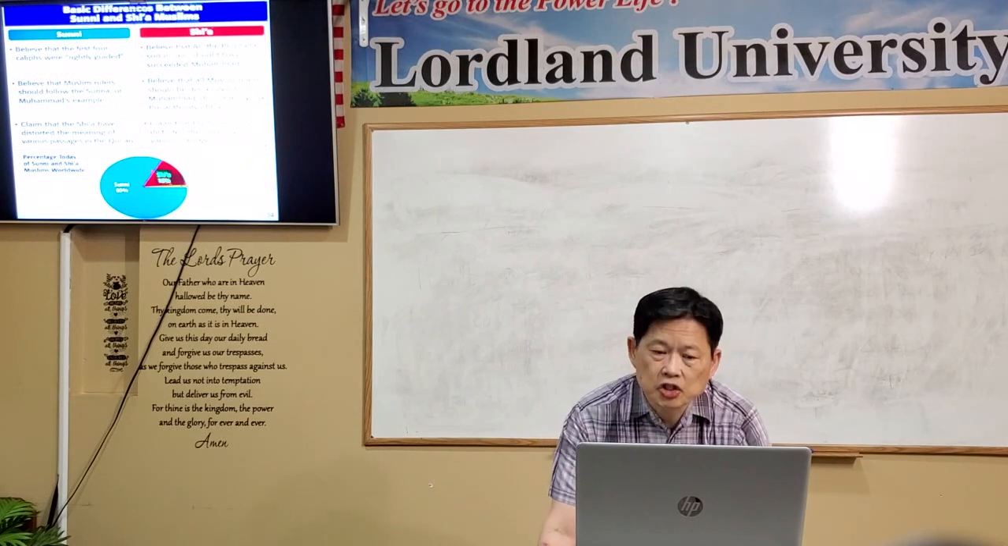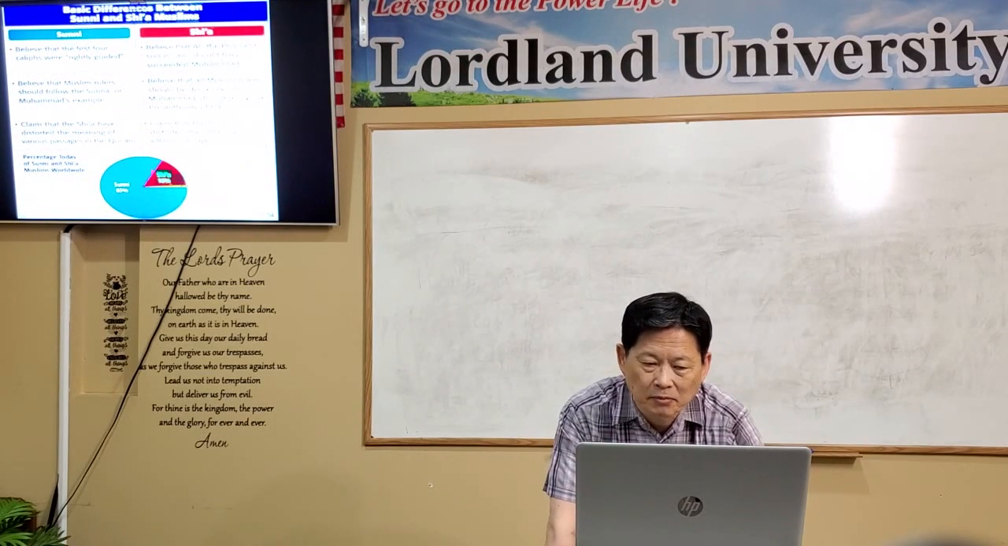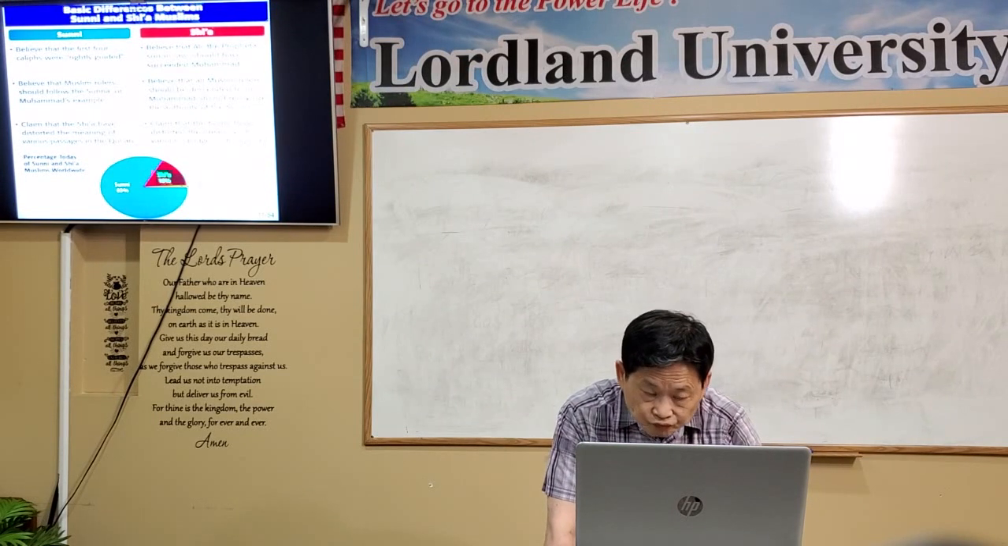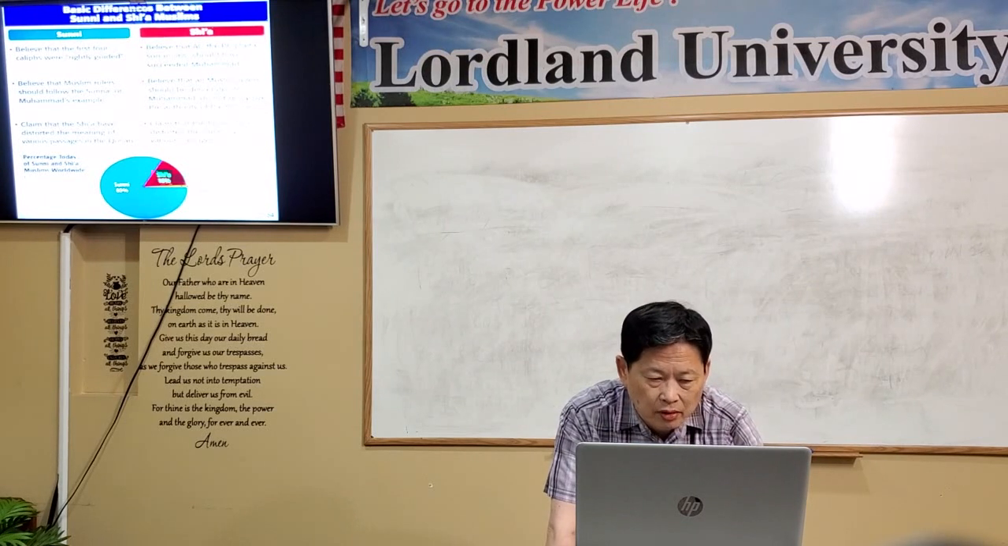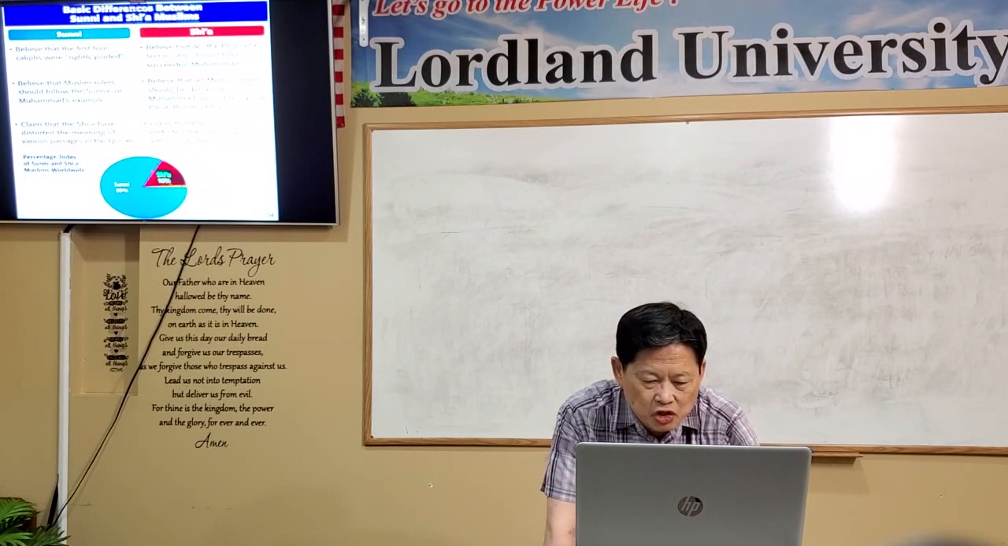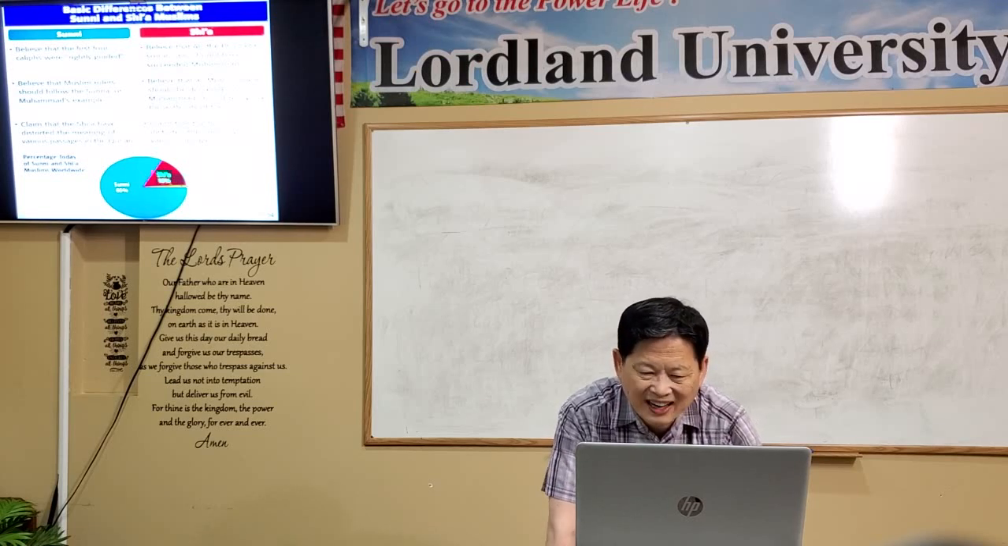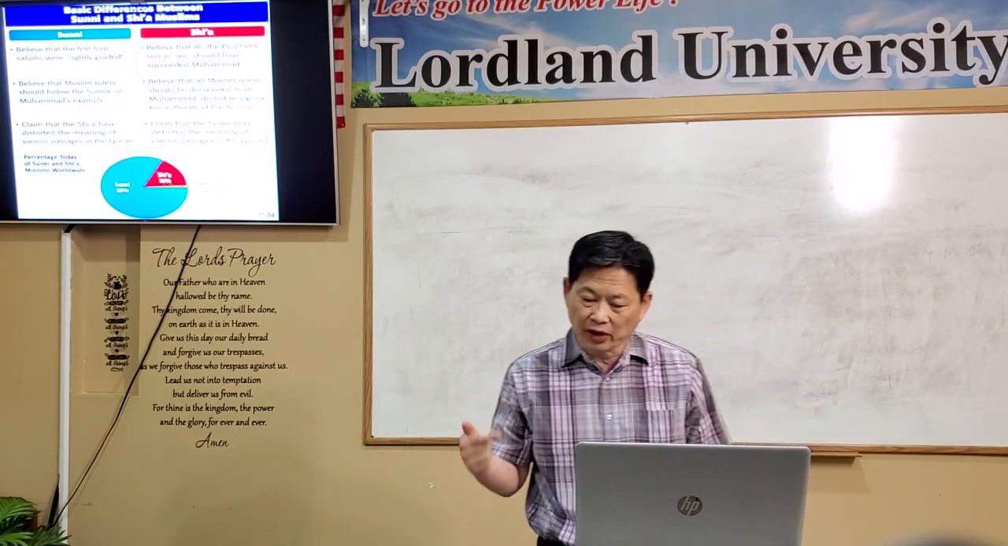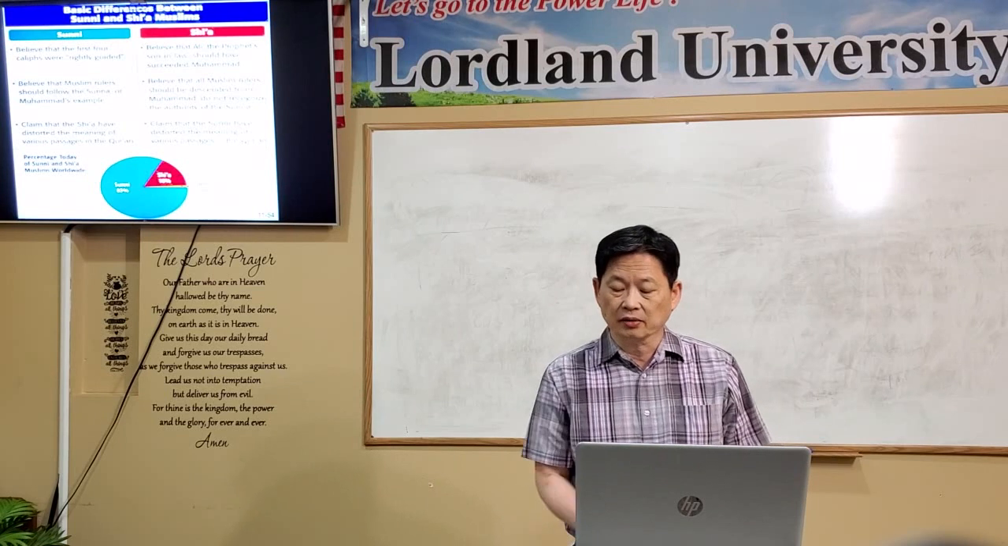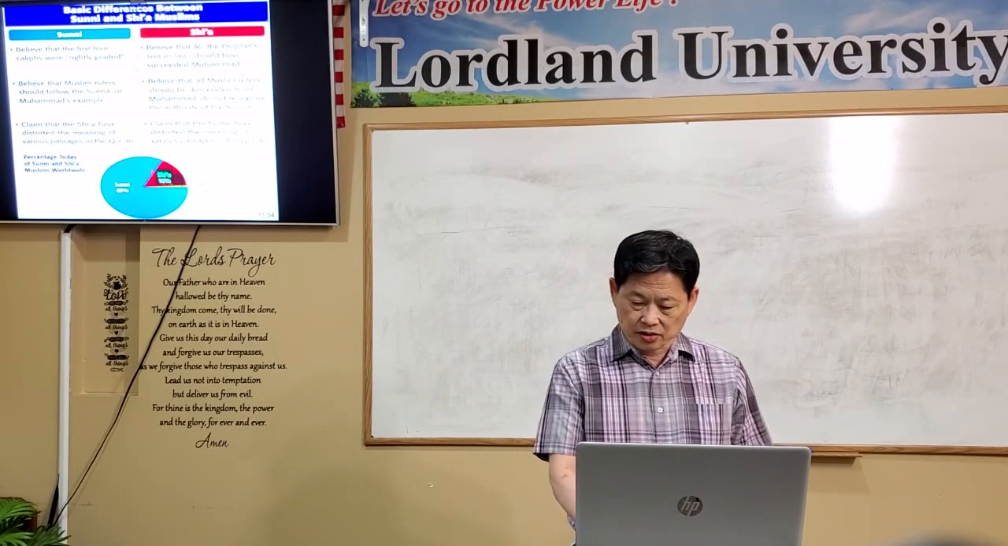Okay, this slide shows the basic difference between Sunni and Shia Muslims. Sunni believe that the first four caliphs were rightly guided, and they believe that Muslim rulers should follow the Sunnah, the consultations or Muhammad's example. Sunni claim that Shia have distorted the meaning of various passages in the Quran. Shia believe that Ali, the Prophet's son-in-law, should have succeeded Muhammad. They believe that all Muslim rulers should be descended from the family of Muhammad, and do not recognize the authority of the Sunnah. Okay?